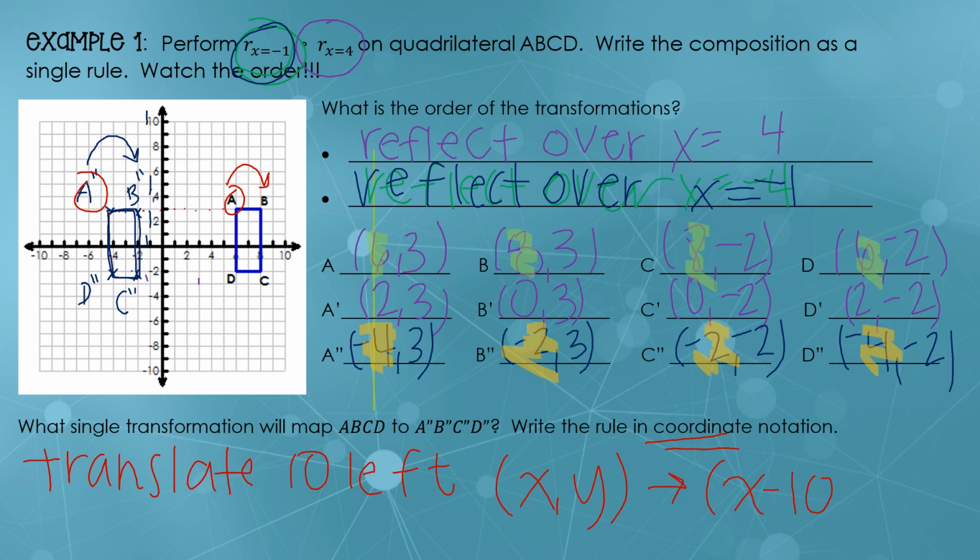What happened to the y coordinates? Nothing. They're 3 or -2 throughout the whole entire problem. So the y stayed the same, so we just write y. You do not need, nor should you, write y plus 0.